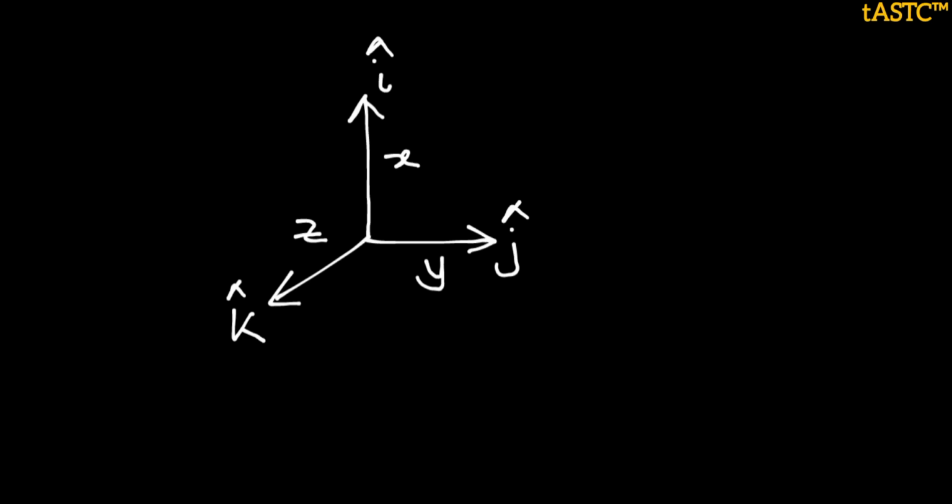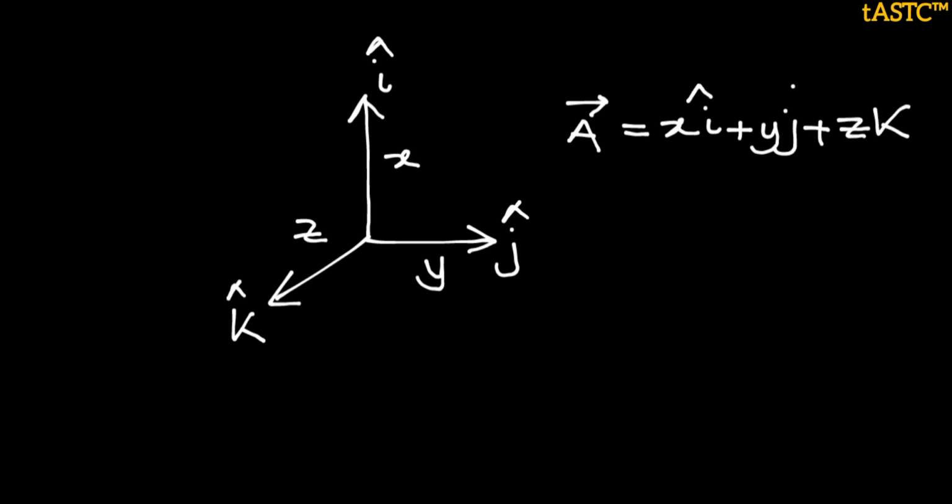So typically a representation for a vector is going to be a, and that will be equal to, well, that should be x multiplied by i, plus y multiplied by j, plus z multiplied by k. Now we know that these are the unit vectors, so you could write that there, or you could just leave it. But this is the basic representation for vectors.